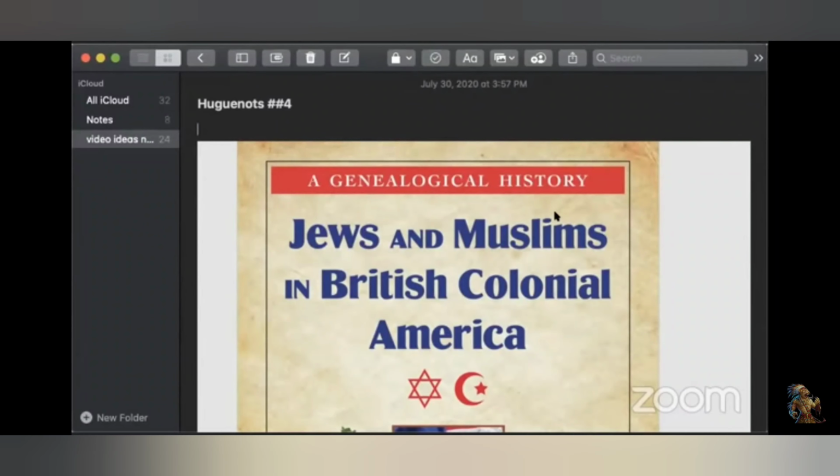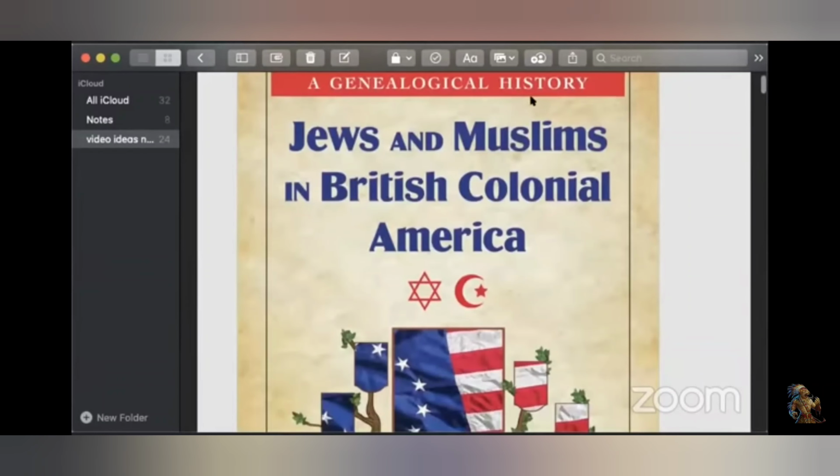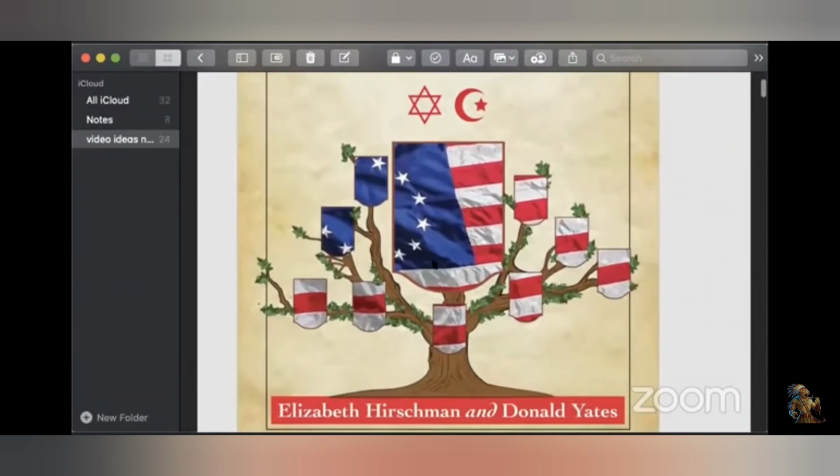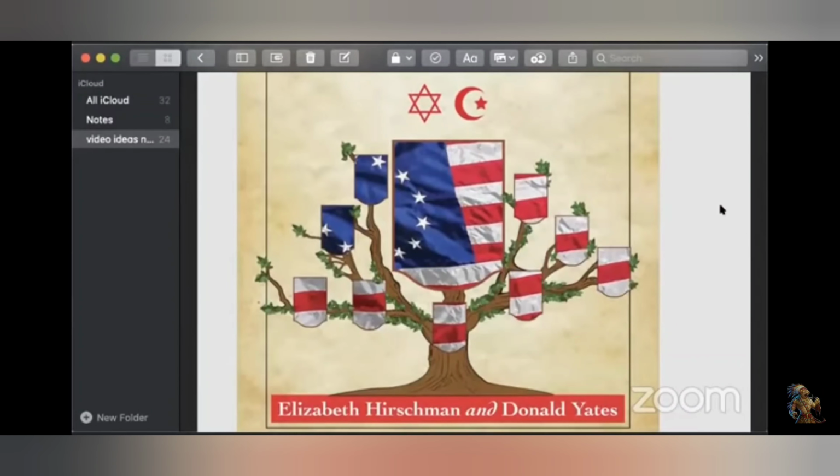All right. We're going to take a look at this book now. This whole slide is about this book. It's going to basically correlate everything we just read in the last 2 or 3 hours. I hope you guys are ready for this. Now it says a genealogical history, Jews and Muslims in British colonial America. A genealogical history. Before you read anything, let's have the people see if they can break down this image right here.